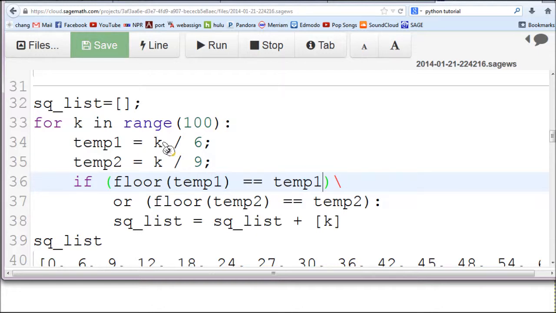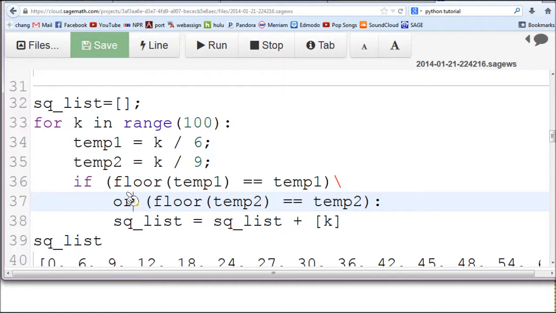For example, when k is 12, 12 divided by 6, the integer part is not 12, the integer part is 2, and temp1 is 12 divided by 6, so that's going to be 2. So 2 is going to equal 2. And I have to combine this with another condition which is connected by OR, so it exceeds the space out of here. So you have to put a backslash and go to the next line. Make sure you have this indentation so that it knows this backslash and indentation is a continuation of that line.